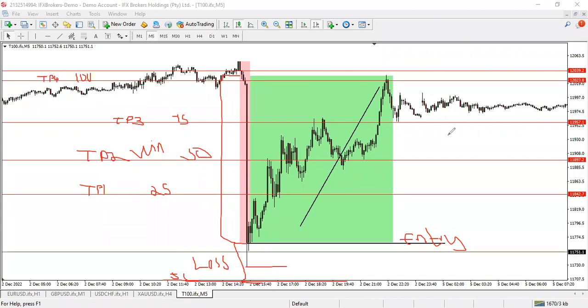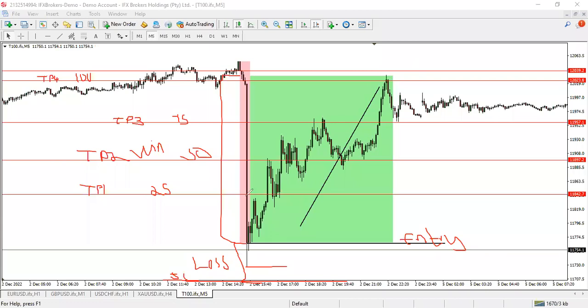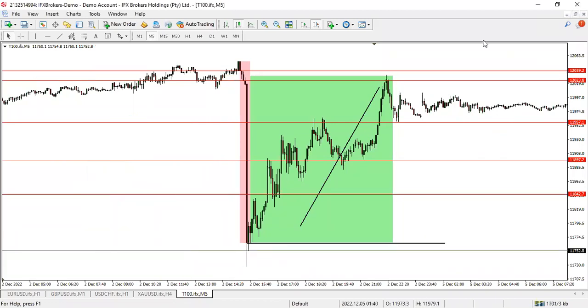But I hate them, because let's say you entered here, from here to there, and your trade is closed here, you limited yourself in profits. Simple like that. So guys, next time, never chase the market on fundamentals, for those who love trading fundamentals.